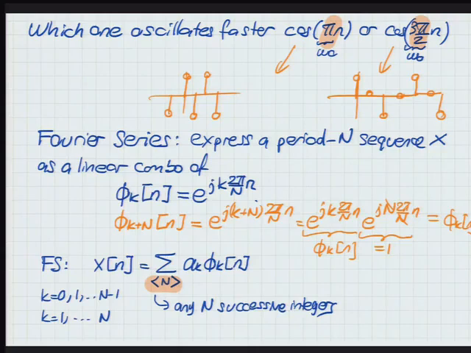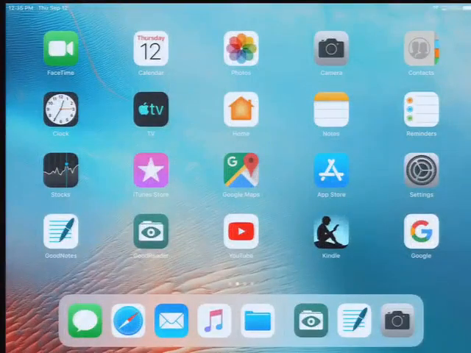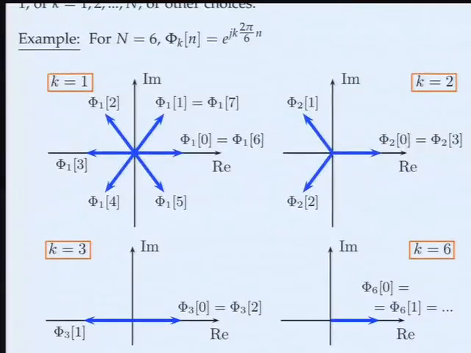So let's look at these sequences phi sub k. They are complex valued by their very definition. So here's my other pretty picture. It's not that pretty, this one. For N equals 6, phi sub k of n is e to the jk 2 pi by 6, which is the fundamental frequency omega 0, times little n, which stands for time, right? Each k is different from each other until I pass 6. K1, K2, K3, K4 are different, but K6 is the same as K0, and K7 is the same as K1.